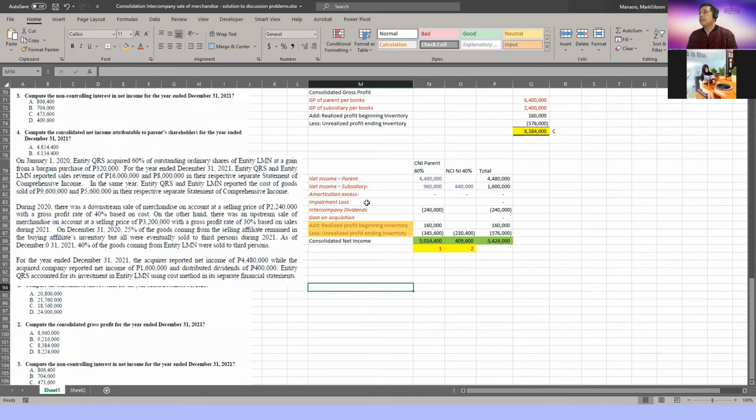Okay. This is again 2021. Net income ni parent, sabi dyan, 4,480,000. So for the year ended December 31, 2021, the acquirer reported net income of 4,480,000. Yung net income ni subsidiary, how much? 1,600,000. So sabi natin, yung net income ni subsidiary, we have to allocate this using the proportionate share. So that's 1,600,000 multiplied by 60% for the parent, and then 40% naman sa non-controlling interest.